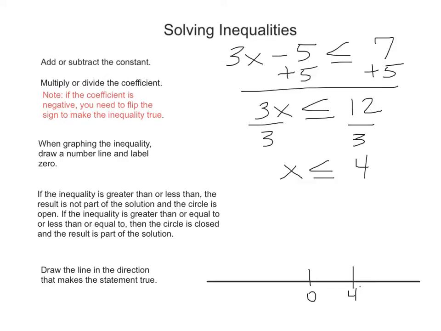So above the 4, I'm going to make a solid circle because 4 is part of the solution. And since x is less than or equal to 4, I have to think of a number that is less than 4. I think of 3, and 3 is to the left of 4 on the number line. So when I graph this, the line is going to go to the left, showing that any number that is less than or equal to the number 4 makes this inequality true.